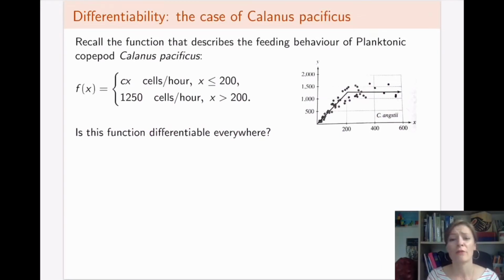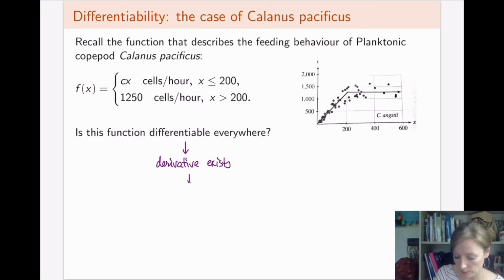Let's now think back to our favorite copod and ask ourselves, well, this function was shown to be continuous. Is it differentiable? Okay, so I'm not going to do this analytically. We're going to analyze it purely using the graph. So differentiable, once again, and this is going to be important throughout, is derivative exists everywhere. So derivative exists, which means that we can draw a unique tangent line at every point.